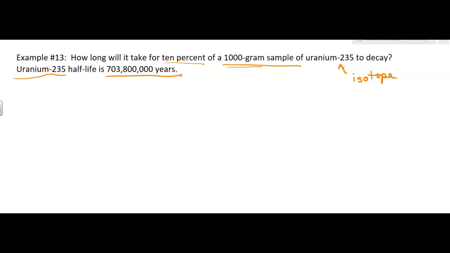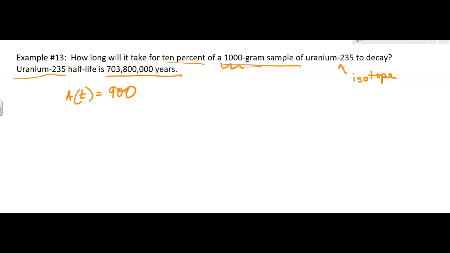Okay, so if 10% is going to decay, then we're going to have 90% of what's left, right? So what's 90% of 1,000? 900. Okay, so we want our A of t to be 900. That means 10% would have decayed. So 10% of 1,000 is 100, and so 100 grams is going to decay, and we're going to have 900 left. I hope that part makes sense to you.